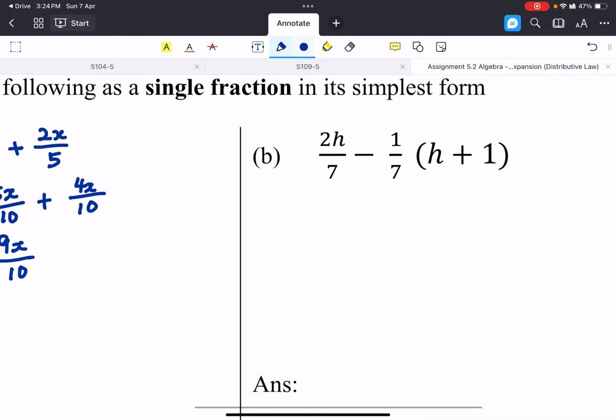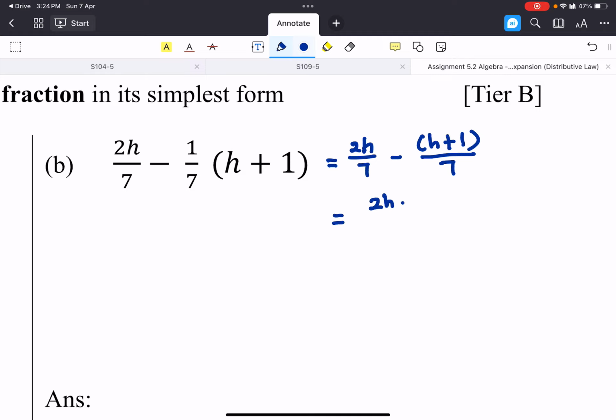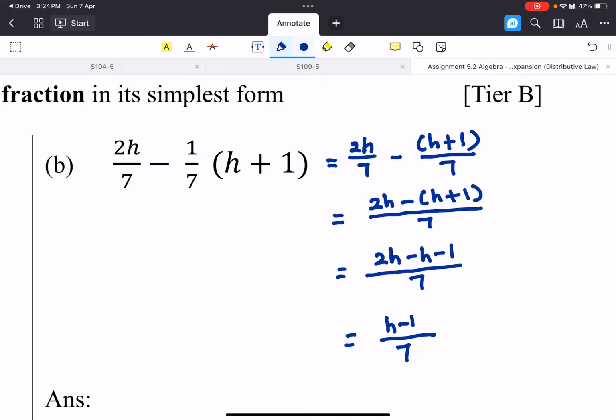Successful. Okay, next example. Similar idea. We have 2h over 7 minus h plus 1 over 7. Okay, this will result in 2h minus h plus 1 over 7. That will be 2h minus h minus 1 over 7. And the final result, h minus 1 over 7.